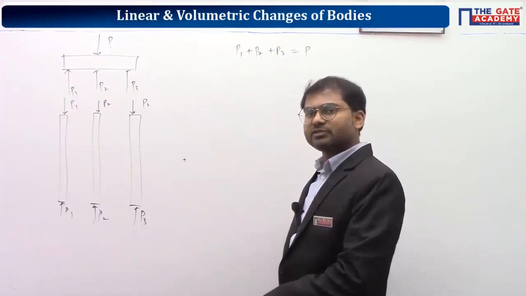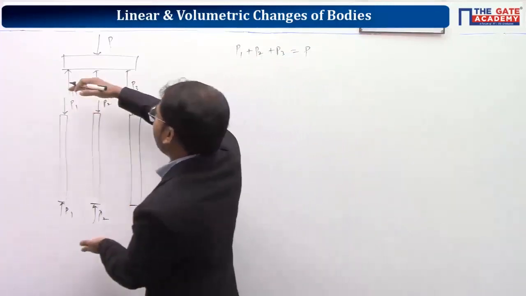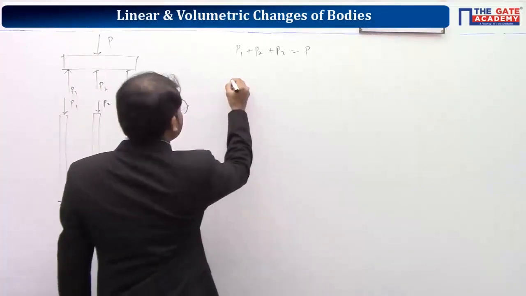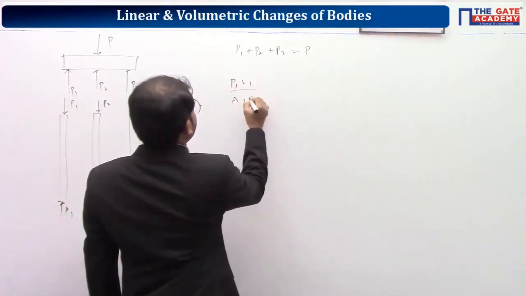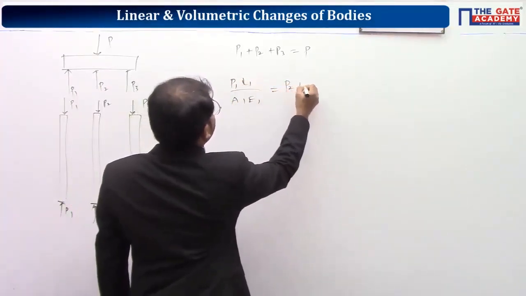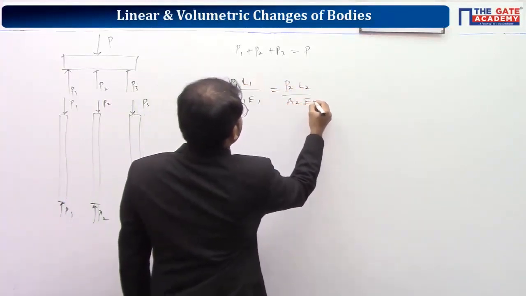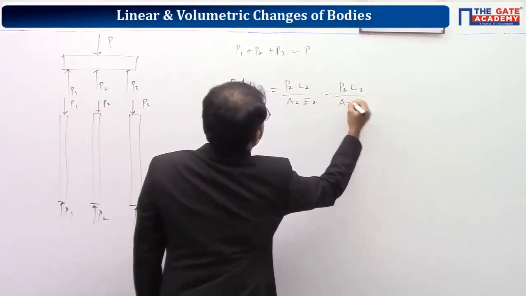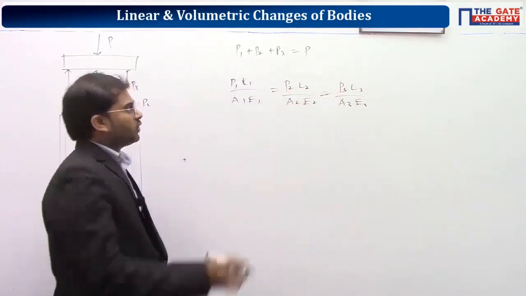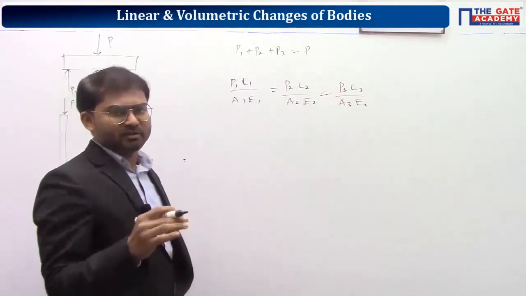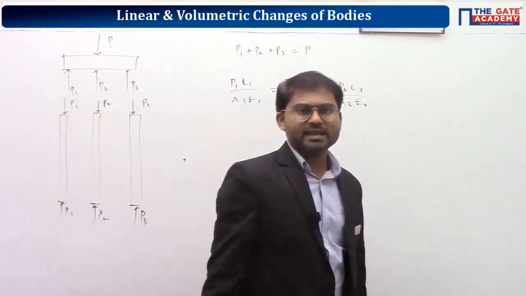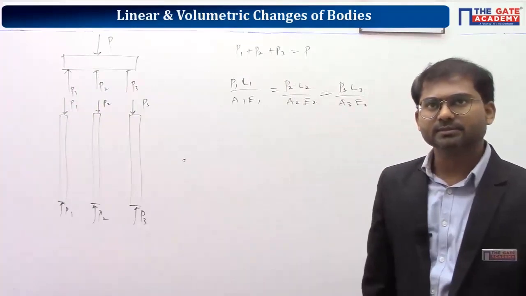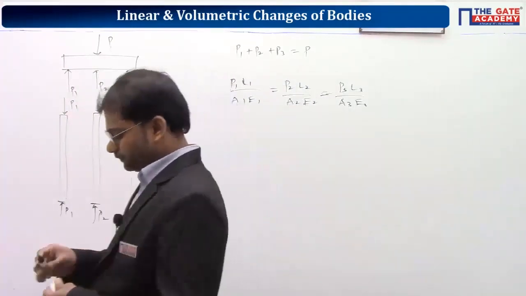The compatibility condition which you can apply is that all bars will undergo the same elongation or compression. So you can write P1 L1 by A1 E1 is equal to P2 L2 by A2 E2 is equal to P3 L3 by A3 E3. Using these conditions, you will evaluate the values of P1, P2, P3. Based upon the areas, you can divide the loads to get the values of stresses. Understood? Clear?